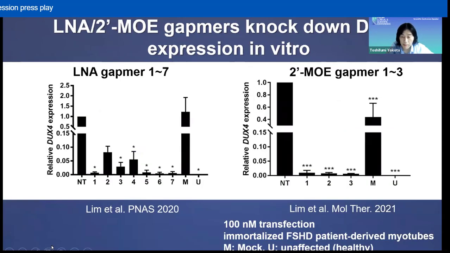Okay, so our antisense oligos worked very well. Some of them induce more than 99% knockdown. We use 2 different types of antisense chemistries. One is LNA gapmer, and the other is 2' MOE gapmer, and they both work very well, equally well. We can induce more than 99% knockdown at 100 nanomolar, very low doses. So this is very encouraging.